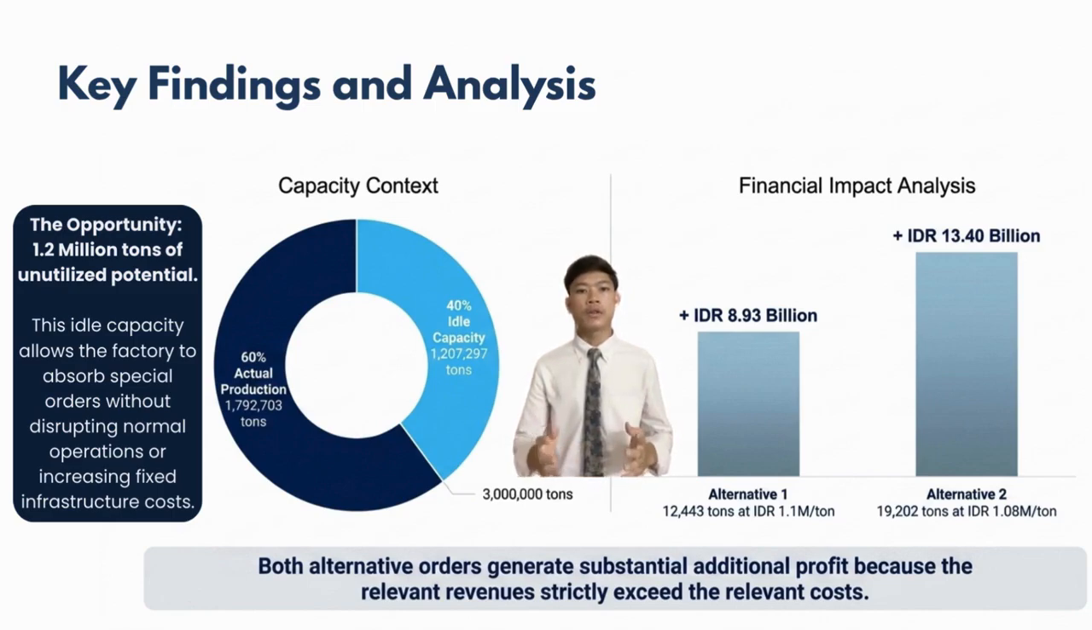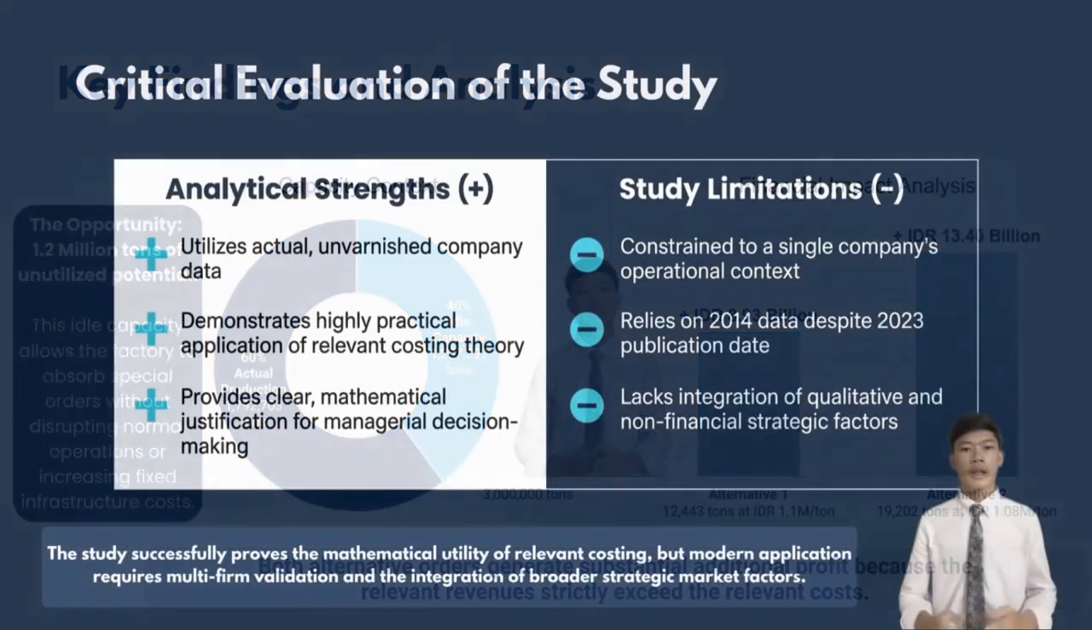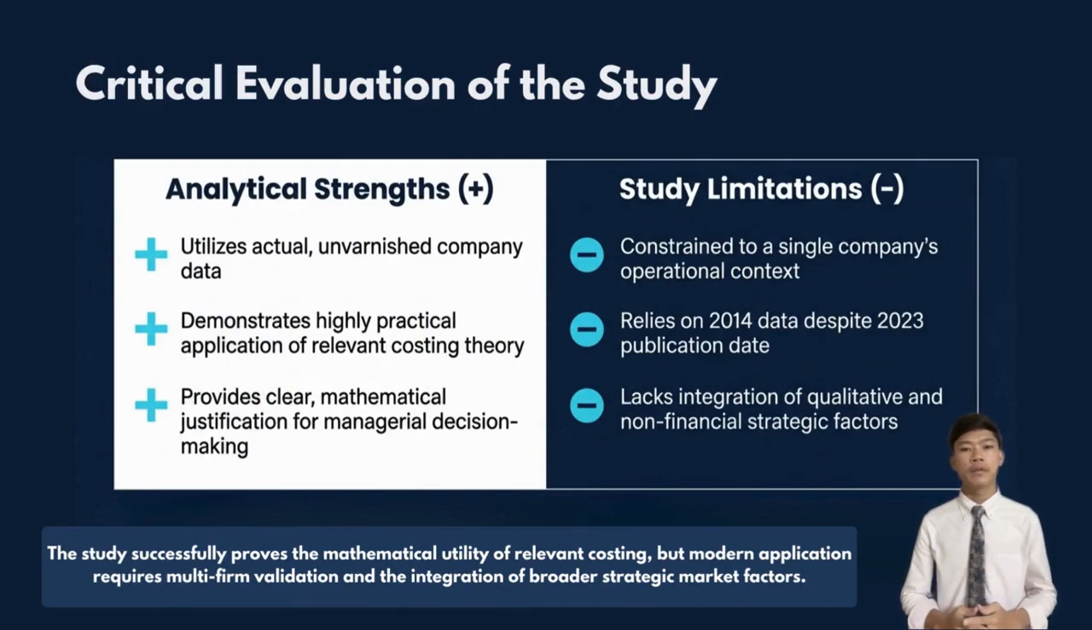The second special order involved 19,202 tons of cement at a selling price of 1.08 million rupiah per ton. Although the selling price was lower, the relevant revenue still exceeded the relevant cost, resulting in an additional profit of approximately 13.40 billion rupiah. Therefore, the study concludes that both special orders should be accepted because they contribute positively to company profit. Next, I would like to provide my critical review of this article.